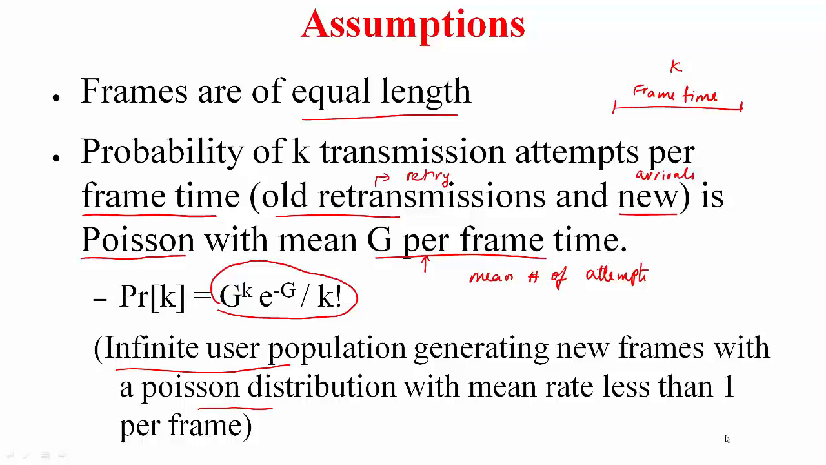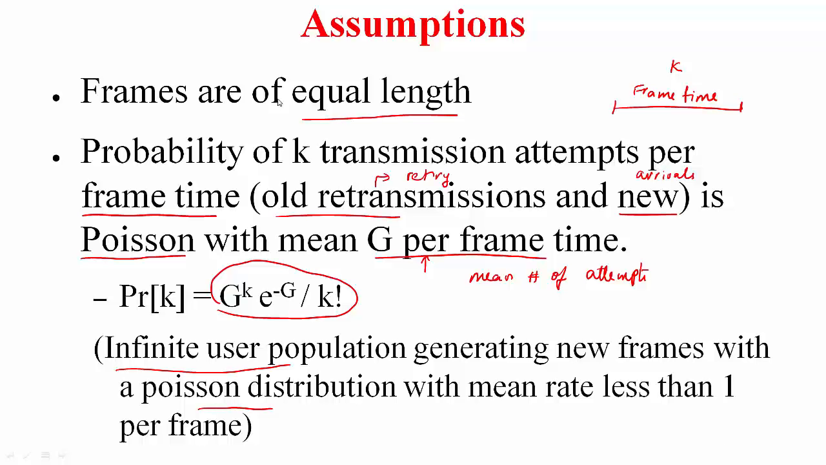What will happen if the arrival rate of new packets exceeds 1 per frame? That's right, the system will become overloaded. Your incoming rate is going to exceed your outgoing rate. That leads to an unstable system.